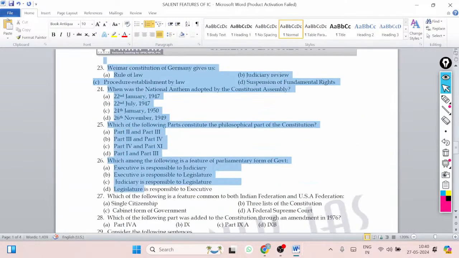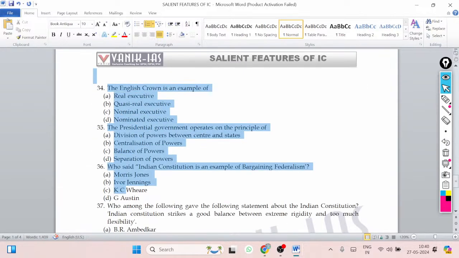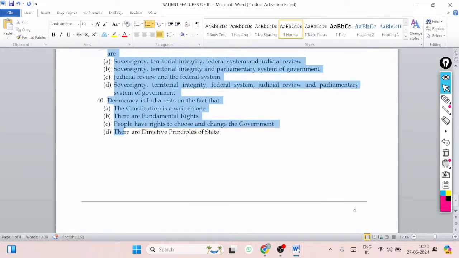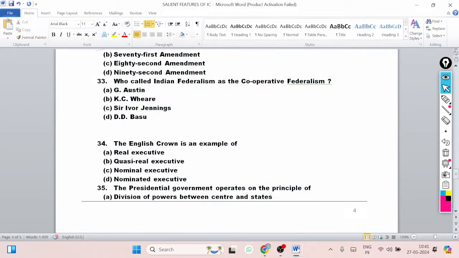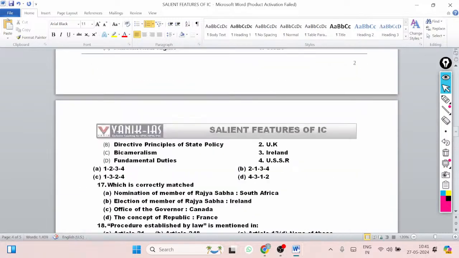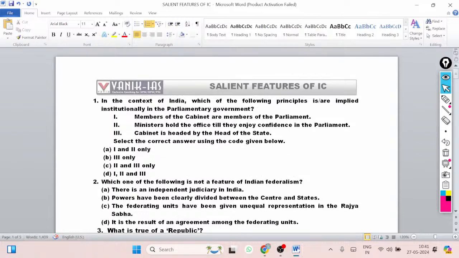This class will discuss certain important questions based on salient features of Indian Constitution. Salient features of Indian Constitution is a very important chapter in Indian polity and governance. It covers almost all parts of the Constitution briefly, right? So we need to focus on the areas, and I have chosen some very important questions on this chapter, which will be useful for your upcoming examinations.